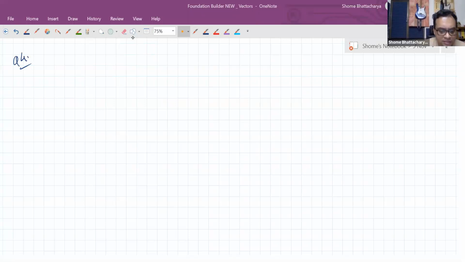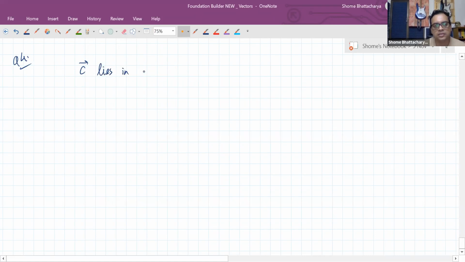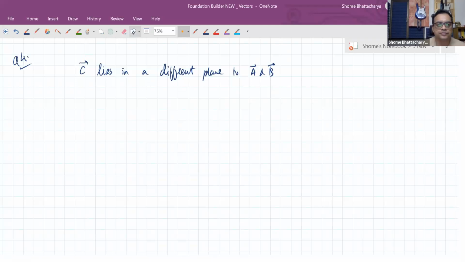What the question is saying is that A and B are in one plane. Now C lies in a different plane. Okay. So C lies in a different plane to A and B. So what that means is, suppose A and B are lying, I mean A and B when you draw them, they are two vectors like this.